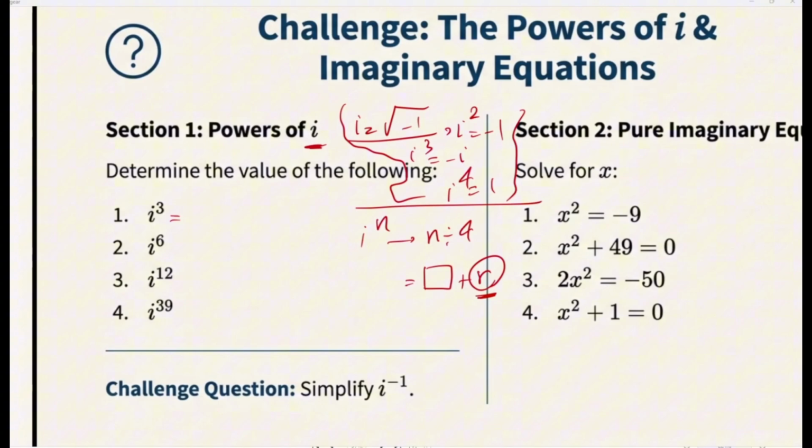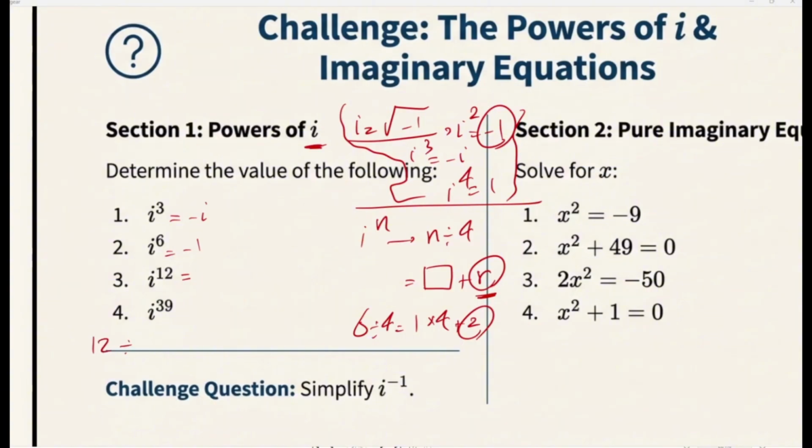So i to the power 3 is one of the conditions, so it's going to be -i. We already know that. i to the power 6: 6 divided by 4 is going to be 1 multiplied by 4 plus 2, right? So 2 is the remainder. So if you have 2 as a remainder, the only thing that you have to do is know the fact that i to the power 2 is -1, so keep it. What about i to the power 12? Again, do the same thing.